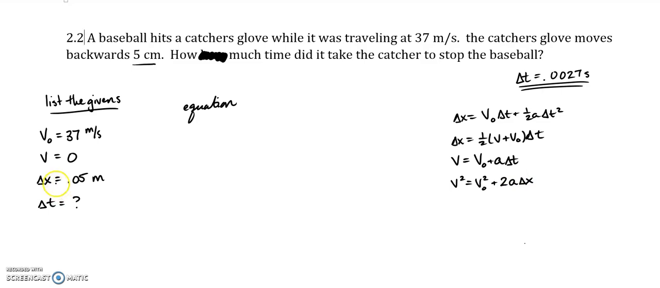Basically, you're going to say which one of these matches our givens. The one to use is this one, solving for delta t. Once you have that, it's going to be substitution and solving. So put the values where they belong.